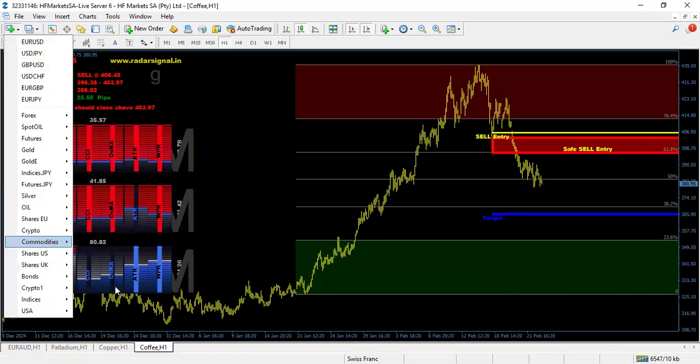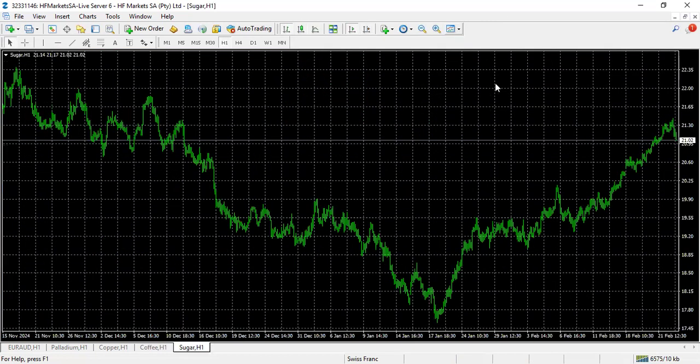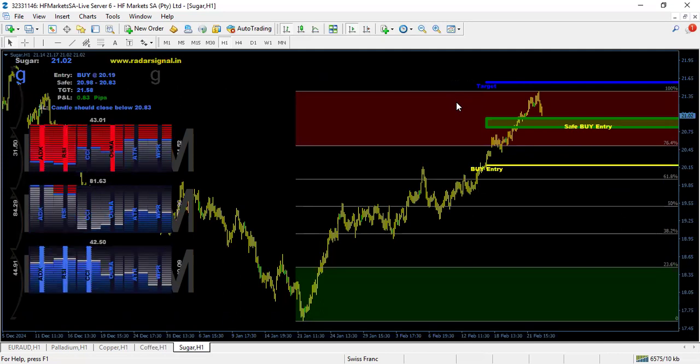Now let's move on to sugar. As you can see, the commodity markets are not the same as the markets of currency pairs and indices. With commodities, when the market buys, it buys strongly. When the market sells, it sells strongly, right? We have good opportunities on this.